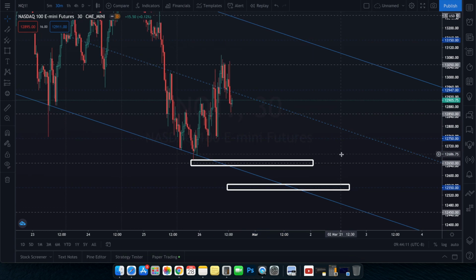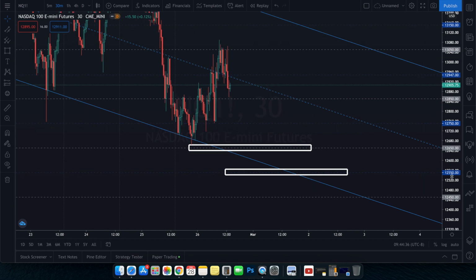You're probably going to see that all of my levels that I'm making my trades off are round numbers, but they're not rounded like 12,800, they all end at 50. So 12,750, 12,650, and so on. They're just on every 100 points.